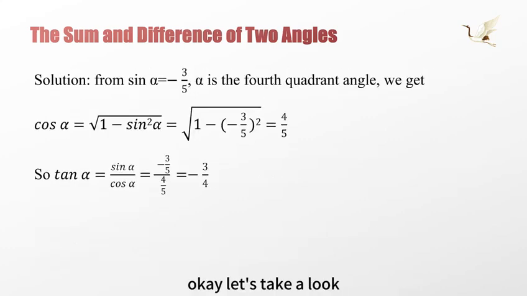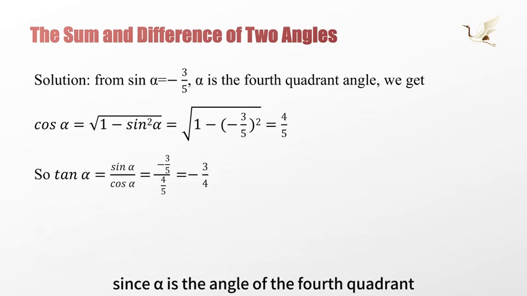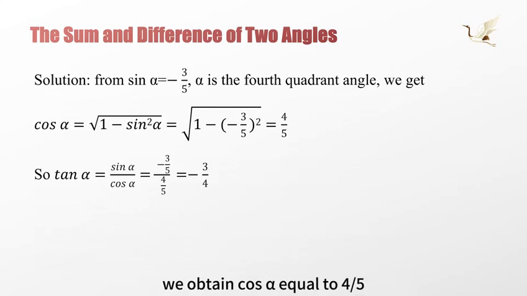Okay, let's take a look. Given that sine alpha is equal to -3/5, since alpha is an angle of the fourth quadrant, we obtain cosine alpha equal to 4/5 based on the same-angle trigonometric relationship. Of course, to answer the third question, we also calculate the tangent of alpha, which is equal to -3/4.